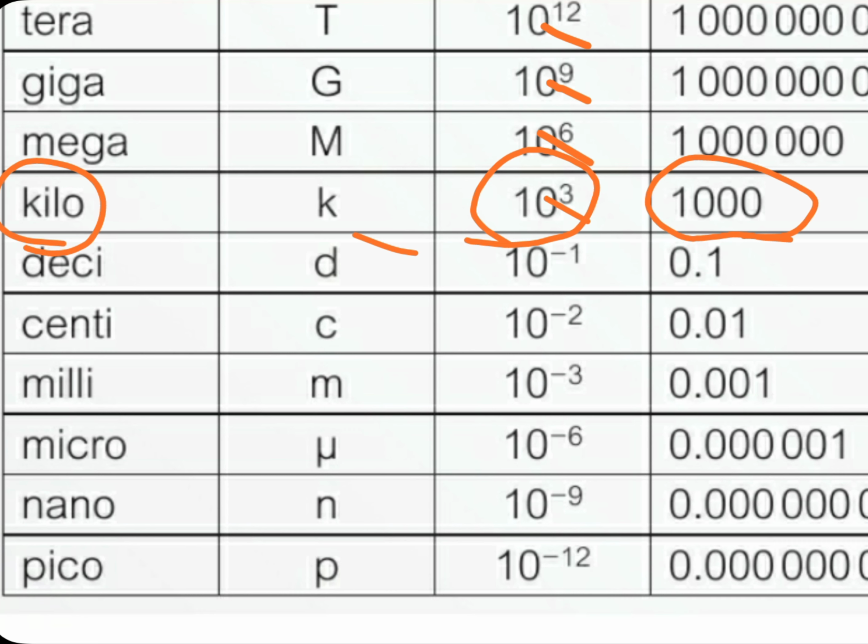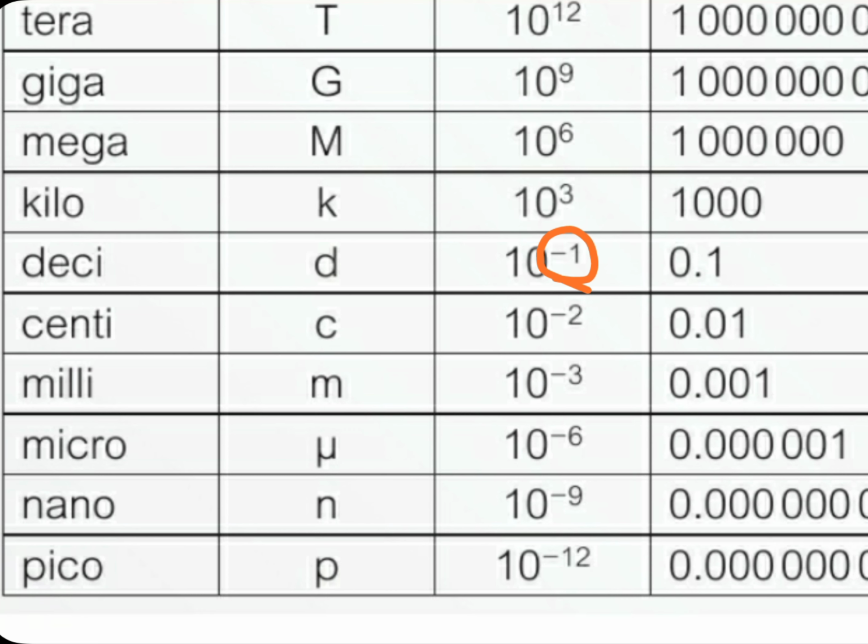For example, this is negative 1, and negative means you are on the decimal side. So we have negative 1, which is deci. It means that we have one zero next to the 1, and negative means decimal side. So we have negative 1, negative 2, negative 3, and then we have negative 6, negative 9, negative 12. It goes on like this. You have to memorize these names and understand the powers that they represent, and they will help you with answering a lot of questions.